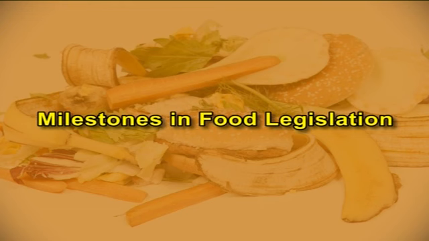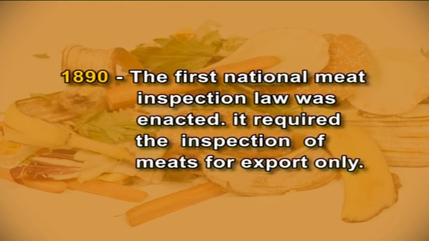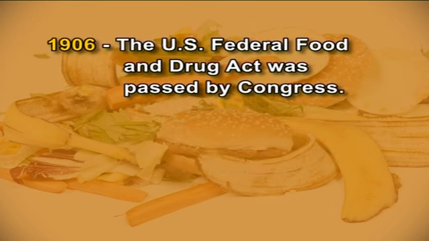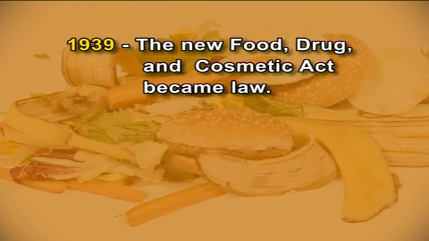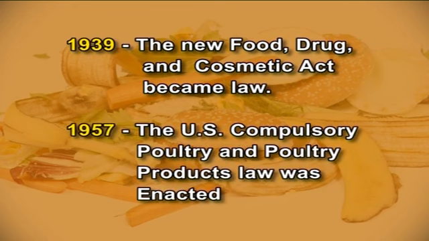Milestones in food legislation. In 1890, the first national meat inspection law was enacted. It required the inspection of meats for export only. In 1906, the US Federal Food and Drug Act was passed by Congress. In 1910, the New York City Board of Health issued an order requiring the pasteurization of milk. In 1939, the new Food, Drug and Cosmetic Act became law. In 1957, the US Compulsory Poultry and Poultry Product Law was enacted.